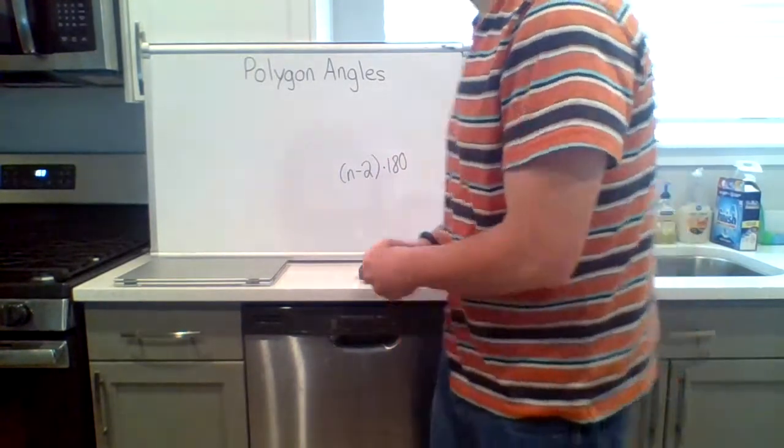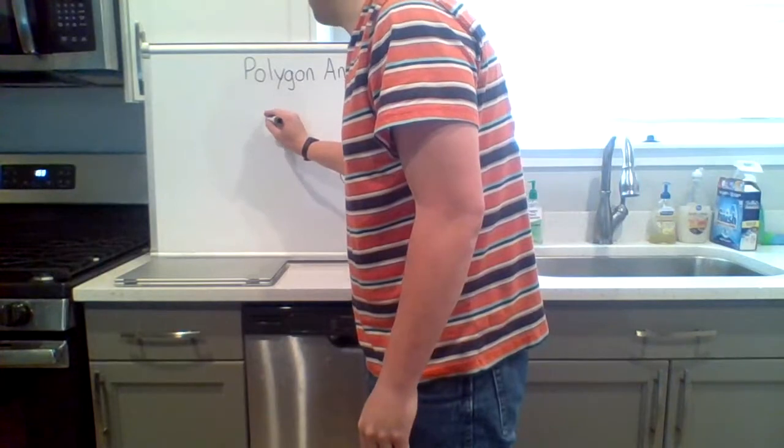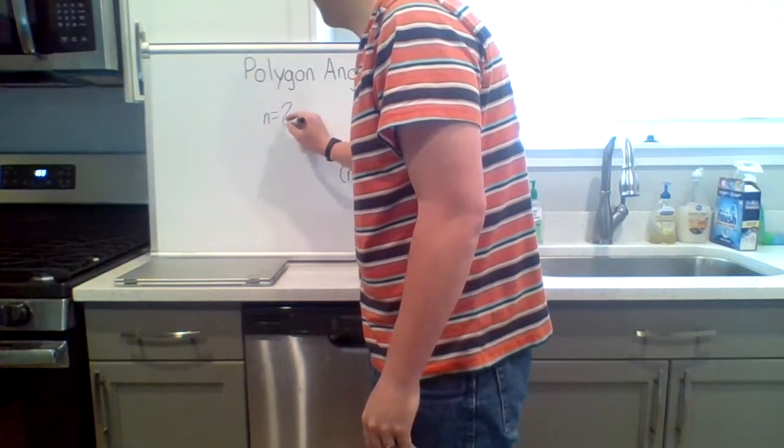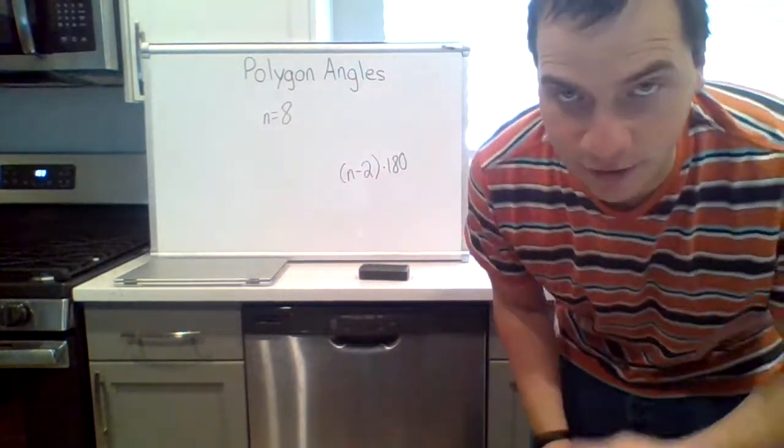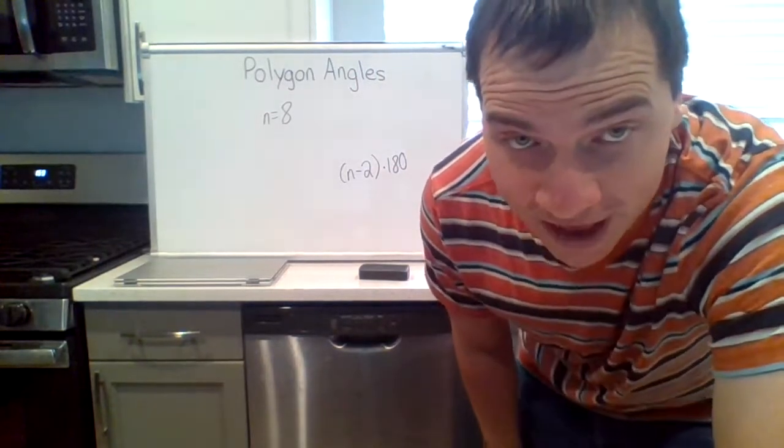So suppose we have, for instance, an octagon. An octagon, n equals 8. Now, n is number of sides.